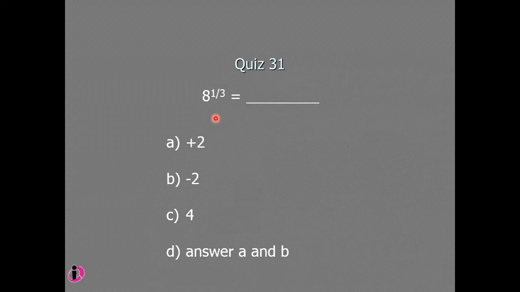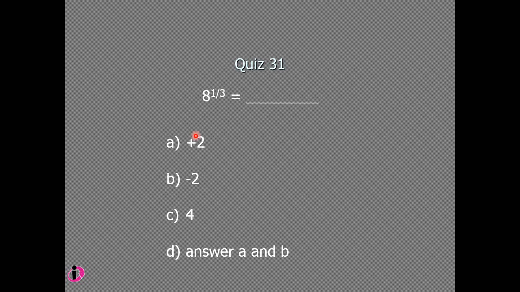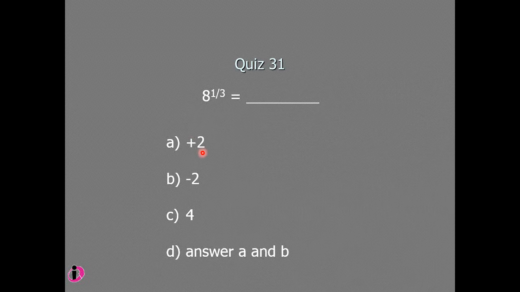Okay, 8 to the power 1 over 3 is actually the cube root of 8, right? So that means you have to find a number which multiplied by itself 3 times gives 8. What is that number? It's 2, right? If you multiply 2 times 2 times 2, what do you get? 8, right? So right answer is A.